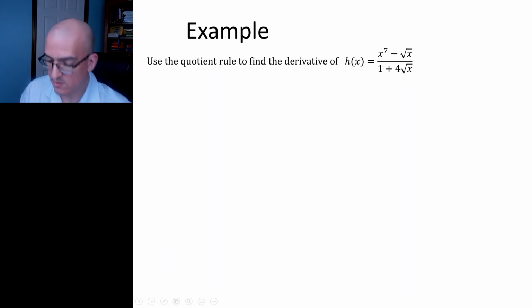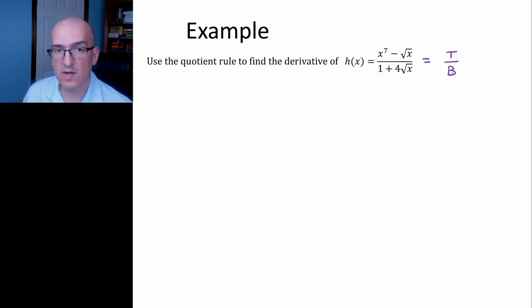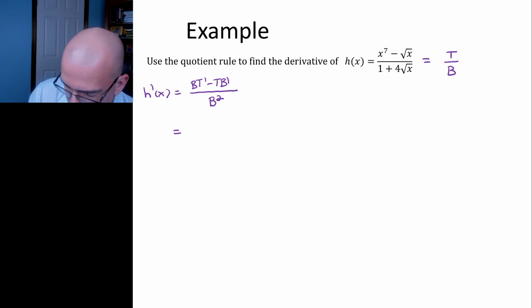One more. This is a top function over a bottom function. We don't have any alternative than to do the quotient rule. I'm going to break this one up into pieces. So when we calculate h prime of x, it's still what it was before. bt prime minus tb prime all over b squared. But each of the things we're plugging in there is pretty nasty.